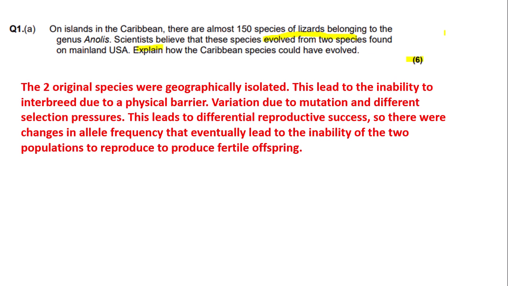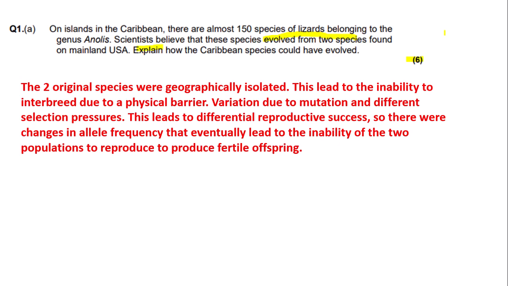So this is what I've written. The 2 original species were geographically isolated. This led to the inability to interbreed due to a physical barrier. Variation due to mutation and different selection pressures occurred, which led to differential reproductive success. So there were changes in allele frequency that eventually led to the inability of the 2 populations to produce fertile offspring. So basically here I've just described and explained how allopatric speciation works.